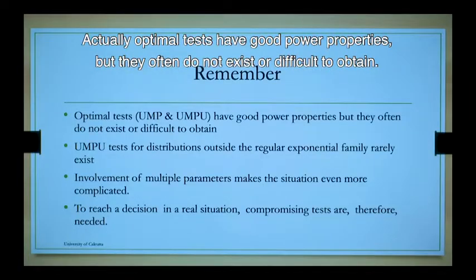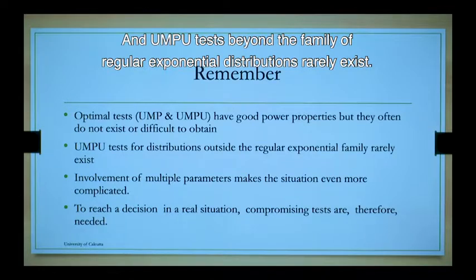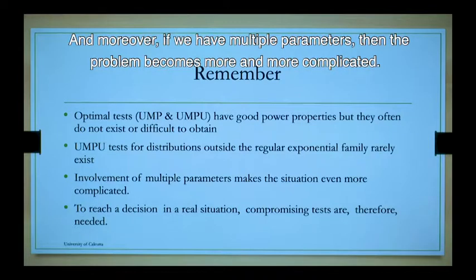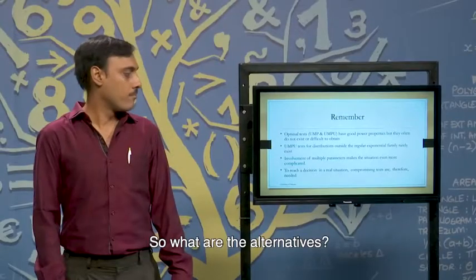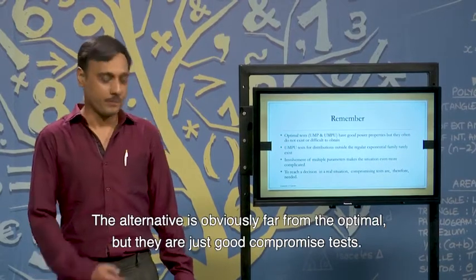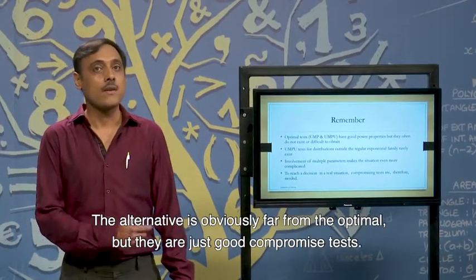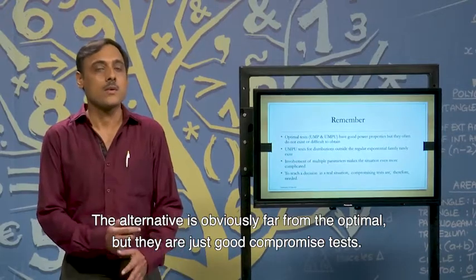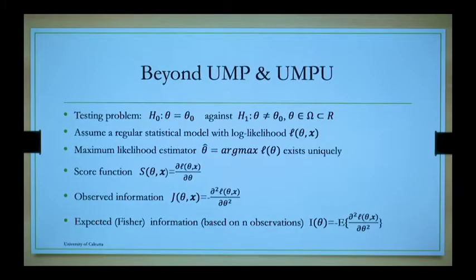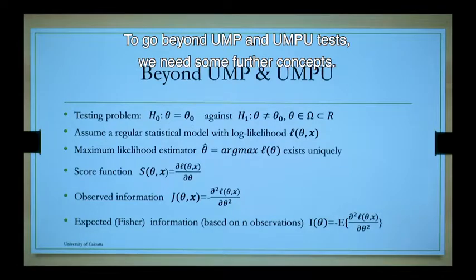Optimal tests have good power properties, but they often do not exist or are difficult to obtain. UMP tests beyond the family of regular exponential distributions rarely exist, and moreover if we have multiple parameters then the problem becomes more and more complicated. So, what are the alternatives? The alternatives are obviously far from optimal, but they are just good compromise tests. To go beyond UMP and UMPU tests, we need some further concepts.